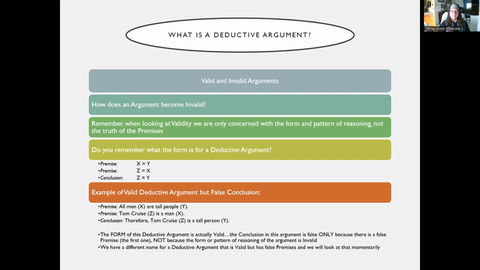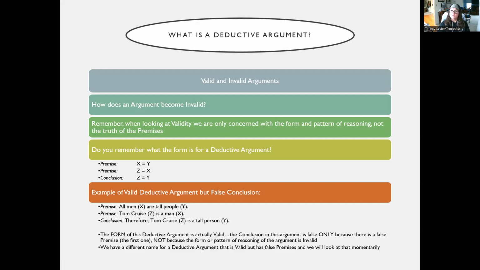So here's an example of a valid deductive argument, but a false conclusion. All men are tall people. Tom Cruise is a man. Therefore, Tom Cruise is a tall person. You can see we have the correct form. X equals Y, Z equals X, Z equals Y. Now we know that this is wrong. We know that that conclusion is false because we know Tom Cruise is not a tall person.